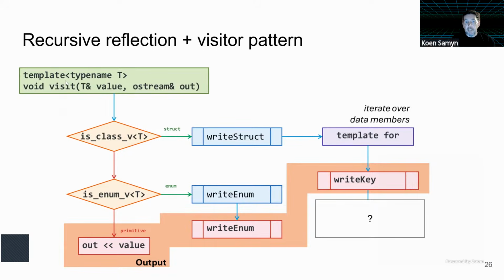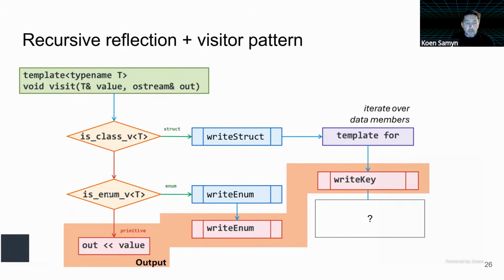So I have a template. It could be the particle that I visit. I check, is this a class? I call the right struct. I iterate over the data members. I write the key, for example, for JSON. And what do I do then? I will have to visit the values of that struct. For example, for an enum, I write the enum. So this is some output. So the output is there. I will talk about this in a sec.